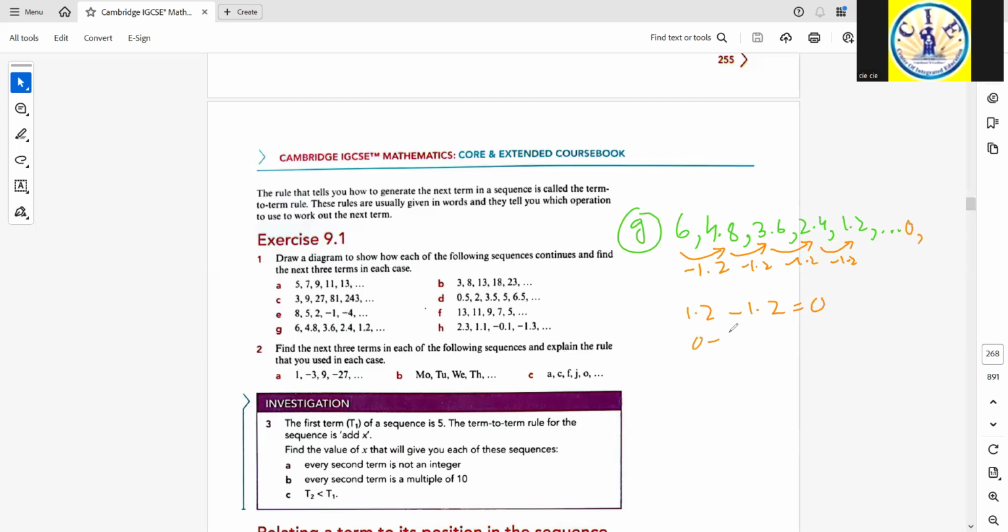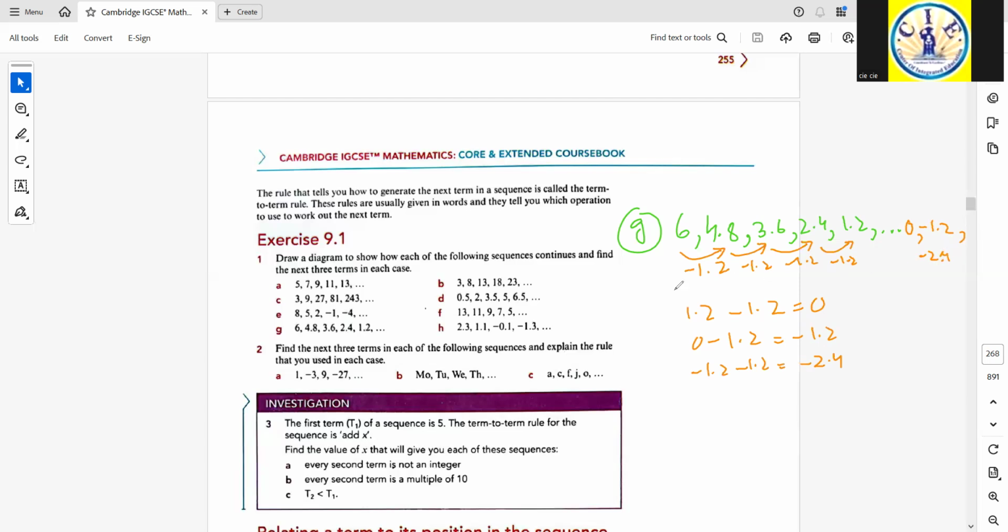After 0, 0 minus 1.2, that is -1.2. So the next term is -1.2, and then -1.2 minus 1.2, that is -2.4. So the next term after -1.2 is -2.4.